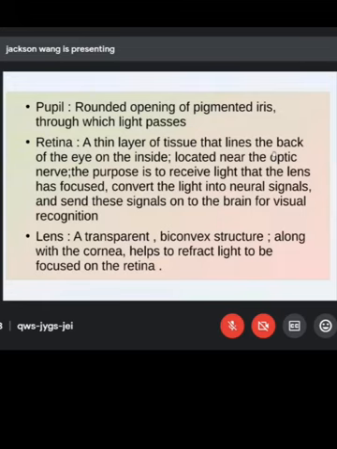Retina, a thin layer of tissue that lines the back of the eye on the inside, located near to the optic nerve. Its purpose is to receive light that the lens has focused, convert the light into a neural signal, and send these signals on to the brain for visual recognition. Retina, c'est la rétine. Lens, c'est le cristallin. A transparent biconvex structure, along with the cornea, helps to refract the light to be focused on the retina.